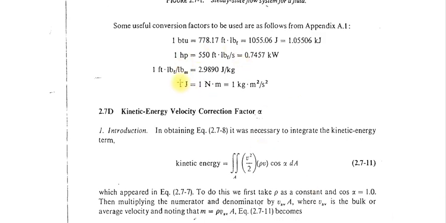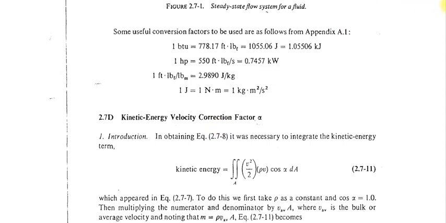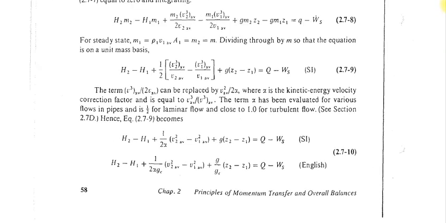These are the different units of energy: BTU to joule, and horsepower to kilowatts. These are the units of energy; you might already know them. Now we will discuss the kinetic energy velocity correction factor, which is coming here. First I will tell you why this factor comes.